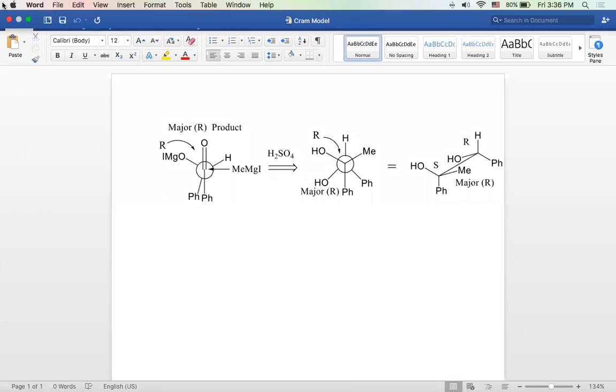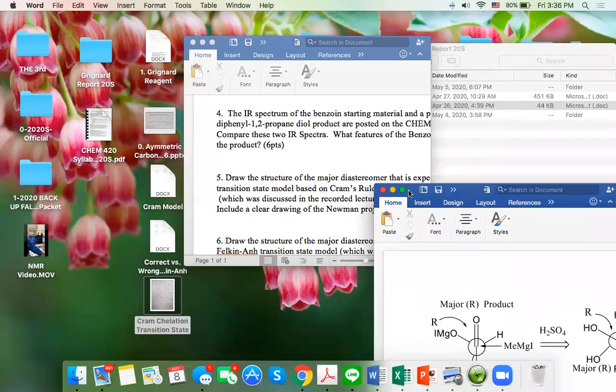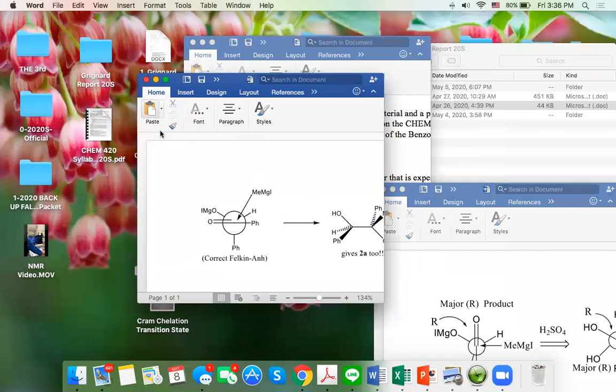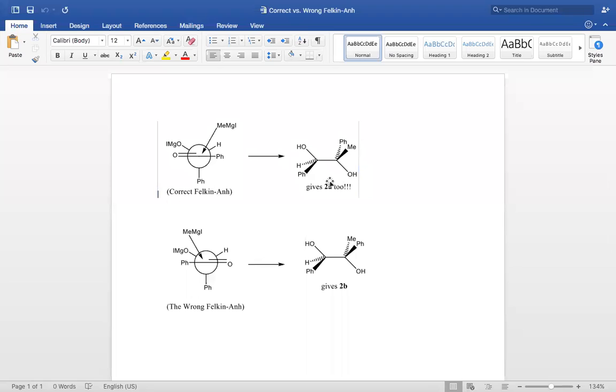Oh, wait a minute, this is the Cram model. It is the Felkin-Anh where you need the right direction when you put the phenyl group. That 107 degrees is the key. Sounds good. Is everybody okay now?